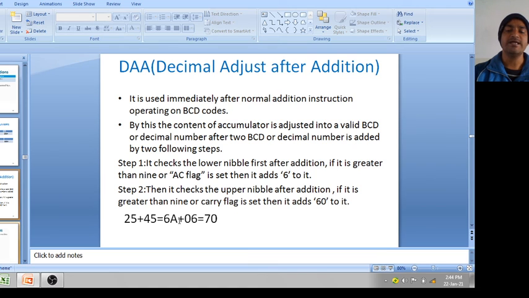You know 10 plus 6 is 16. 16 minus 16 is 0 and 1 carry. 1 plus 0 plus 6 is 7. Now again it will check this 6. 6 plus 0 plus 1 is 7, but it is less than or equal to 9, so it will not add 60. Okay, you are already aware of the BCD number system.